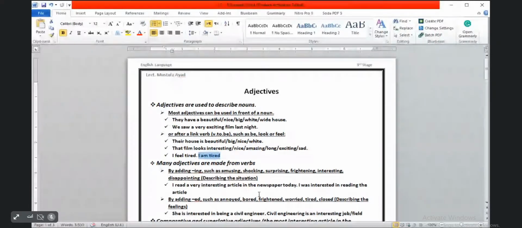Okay, students? So, is this clear, students? Is it okay? Are there any questions about these two ideas about using adjectives? Yes, Mahmoud? Do you have a question or something?